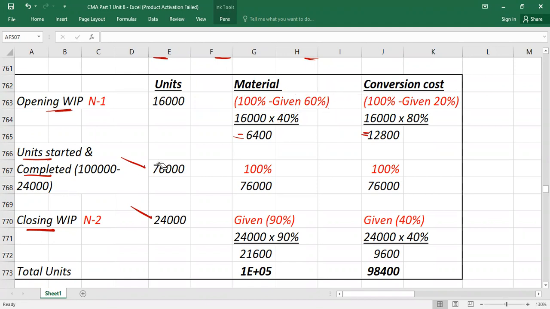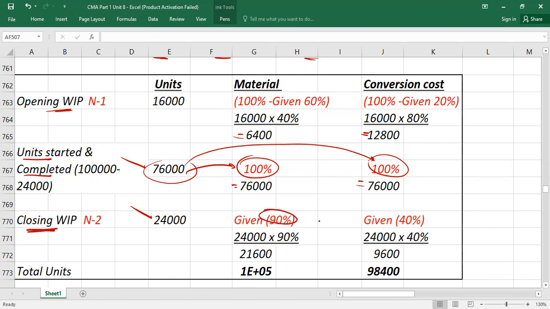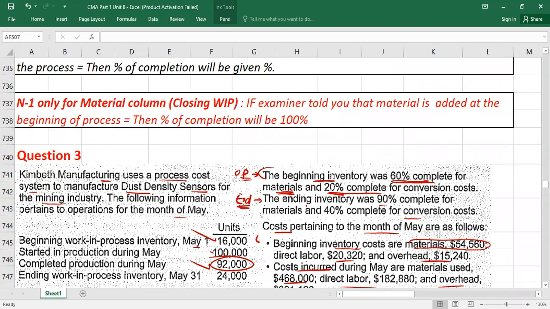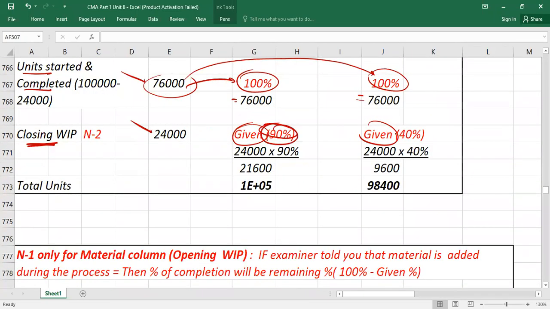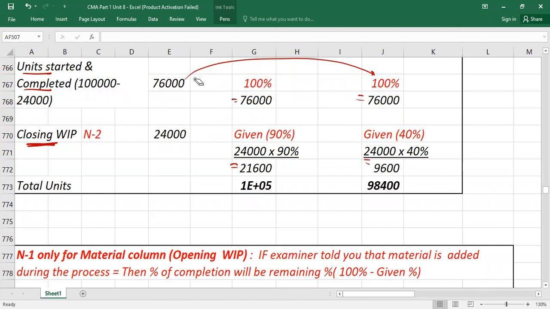Done, guys. Then started and completed. For them, the percentage completion will always be 100. So units times percentage completion gives you 76,000. For closing, which percentage do we always use? The given one. Go back to the question. For closing work in process, ending inventory was 90% complete for material and 40% complete for conversion. So we multiply by 90 and 40. 24,000 times 90% gives you 21,600. 24,000 times 40% gives you 9,600. Understood? Now we will add, that's it, and we'll get the equivalent units.